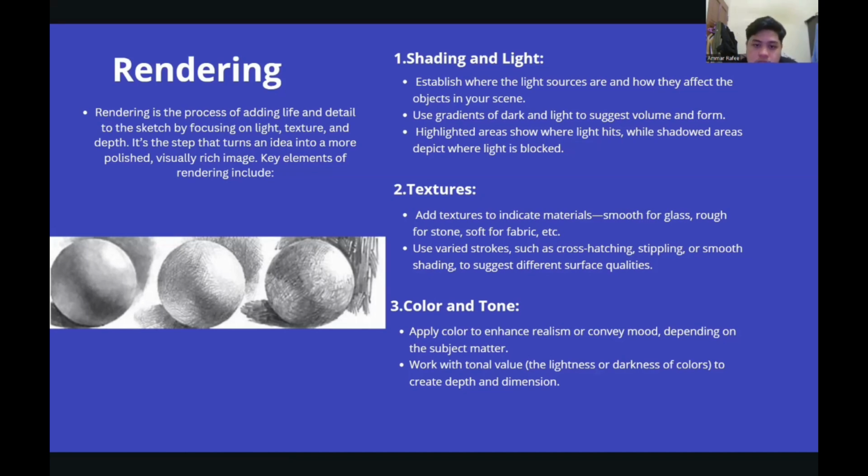Number 2, texture. Add texture to indicate materials: smooth for glass, rough for stone, soft for fabrics, etc. Use various strokes such as cross-hatching, stippling, or smooth shading to suggest different surface qualities.